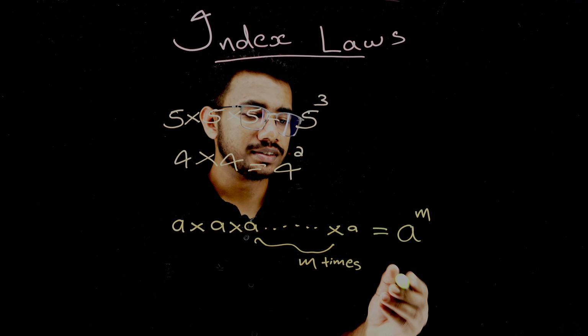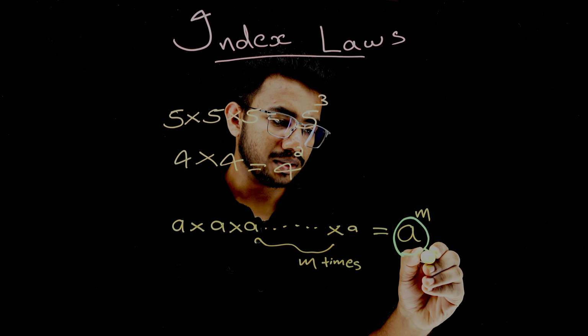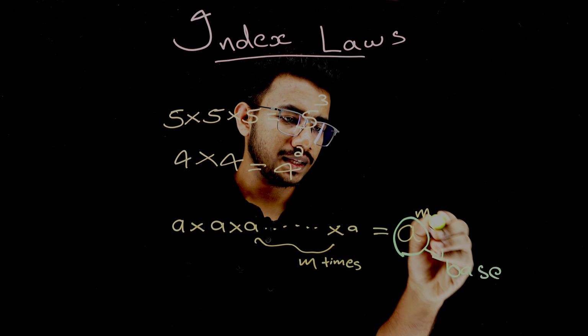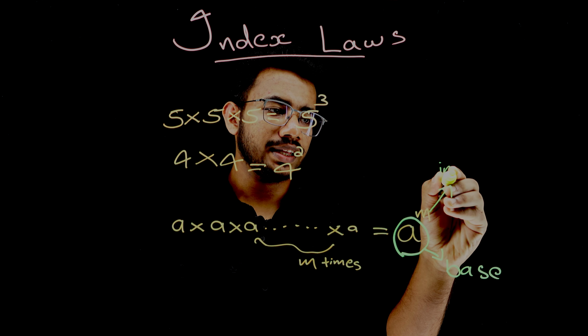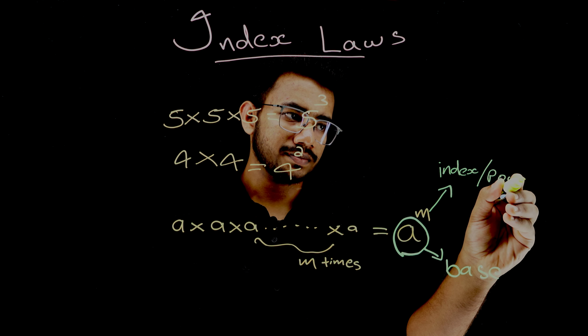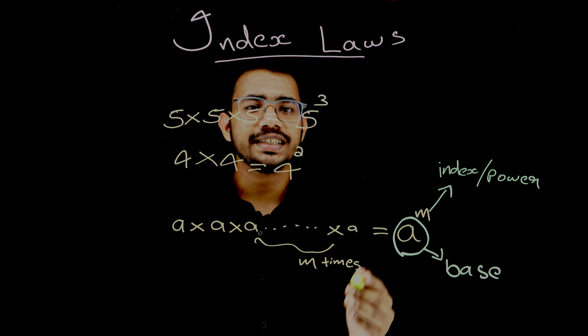In this case, the A is called the base, and the m is called the index or power. So that's all about the basic things of what indices are.